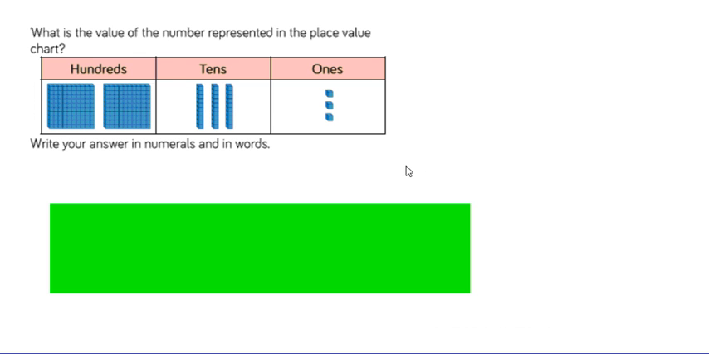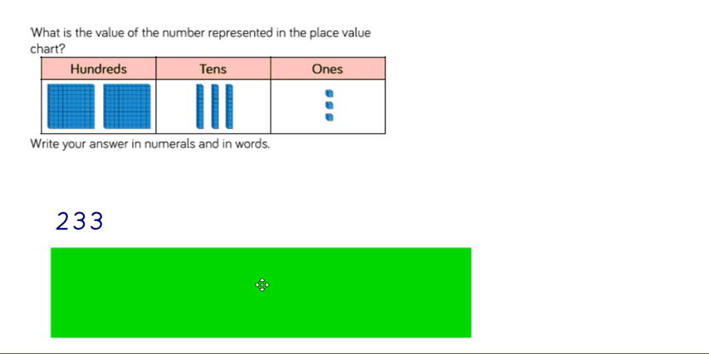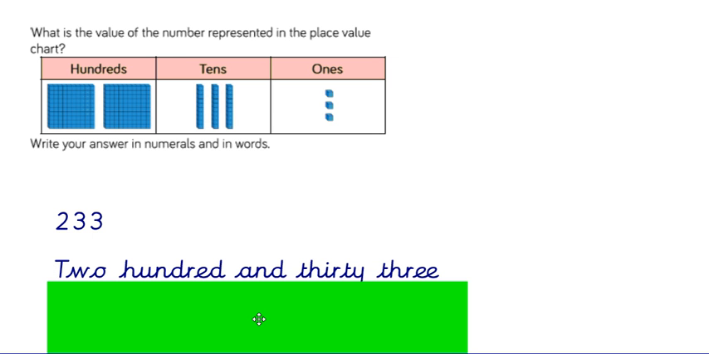Have a look at this question. What's the value of the number represented in the place value chart? It says to write your answer in numerals, that's in numbers, and then in words. 200, 3 tens, 3 ones, 233.